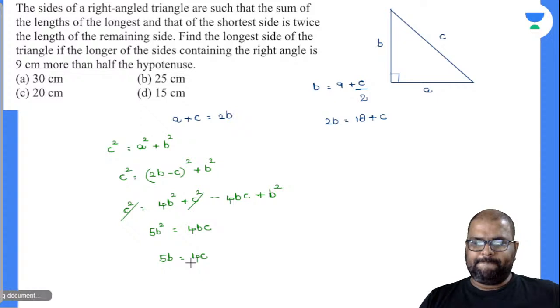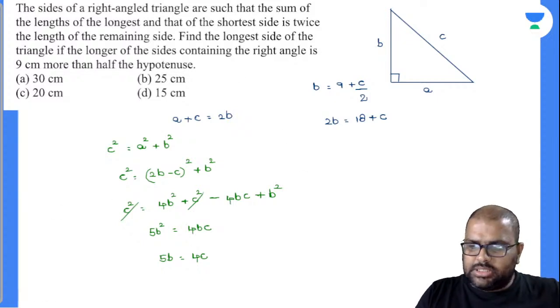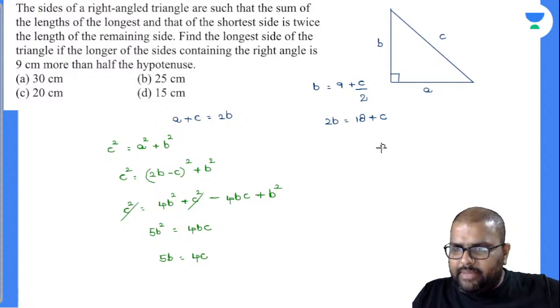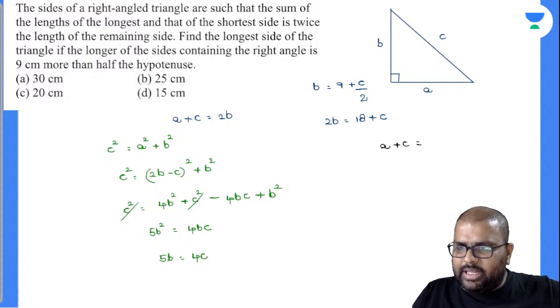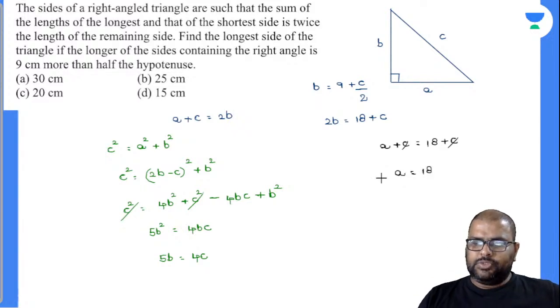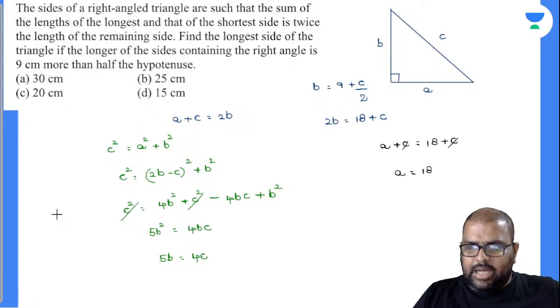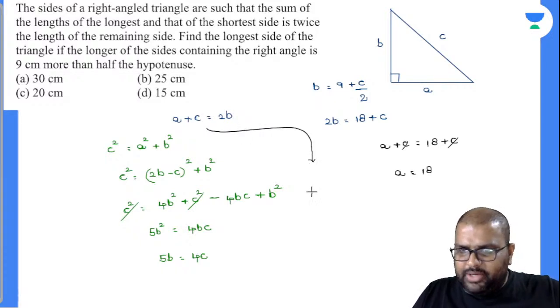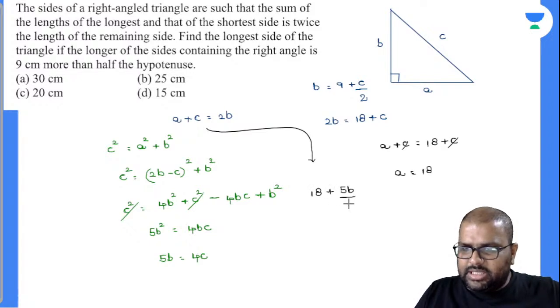Now, what I will do is, in the equation A plus C, in the place of 2B can I write 18 plus C? Yes, and automatically what will be the A value? A value is equal to 18. Now I got my A value as 18. So what I will do is find one value in this equation only. Observe here. A value is 18, you know. In the place of C, can I write 5B by 4, which is nothing but equal to 2B.